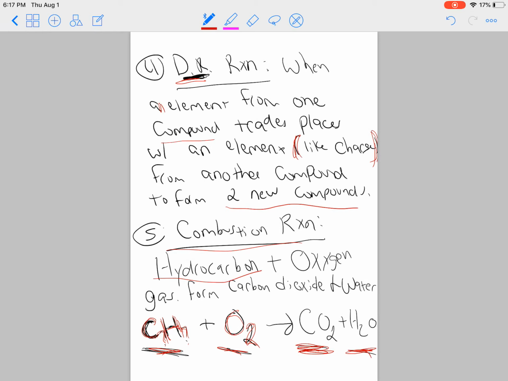Now that you have been refreshed on the 5 types of chemical reactions, you can use this to answer the questions correctly on your flashback.